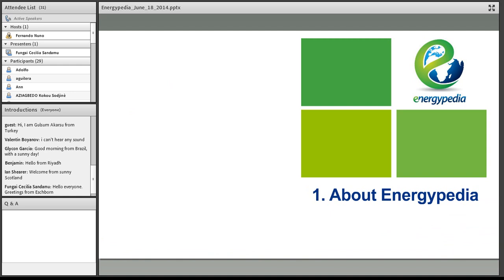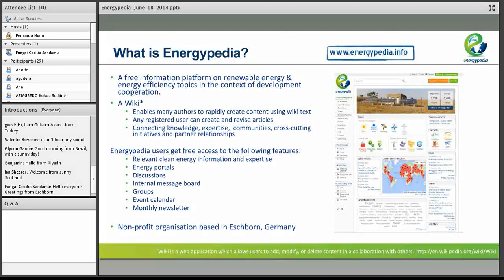I'll go through now what Energypedia is all about. Basically, Energypedia is a free wiki-based information platform for collaborative knowledge creation and exchange on issues about renewable energy and energy efficiency, especially in the context of development cooperation. I mentioned that Energypedia is a wiki platform, and a wiki is a web-based application which allows people to add information, modify it, or delete it in collaboration with others.